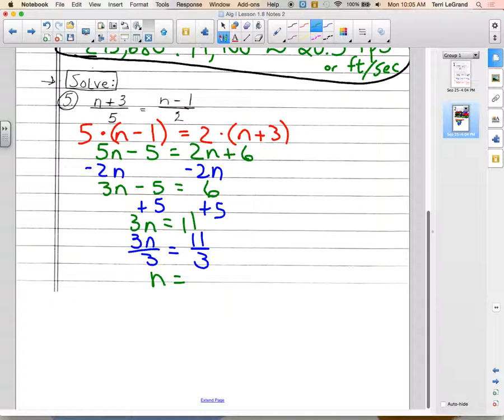Same thing happened to you as happened to me. I'm at the point where I have n equals, and I'm saying to myself, 11 isn't divisible by 3 nicely. Did I do something wrong? Not necessarily. I could have, but not necessarily. Just because we don't get a multiple of 3 doesn't mean it's wrong. So what are the different ways I could show my answer for this one?